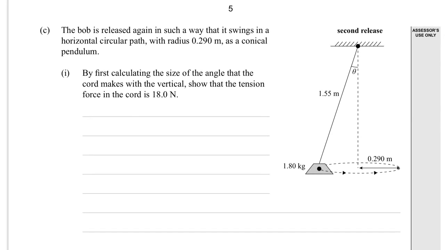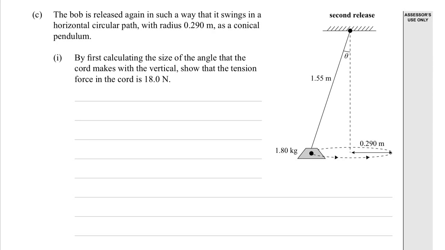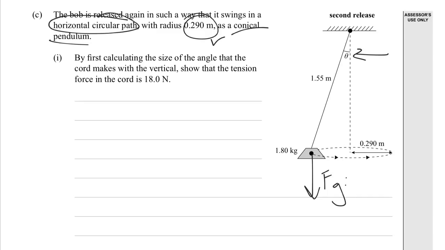Moving on. C. The bob is released again in such a way that it swings in a horizontal circular path, a conical pendulum, with a radius of 0.290 meters. By first calculating the size of the angle, theta, that the cord makes to the vertical, show that the tension force on the cord is 18 newtons. How's that going to work? We've got a force due to gravity of 1.80 times 9.81. Fg is going to be the vertical component, so you've got a vertical and a horizontal component of the tension force.